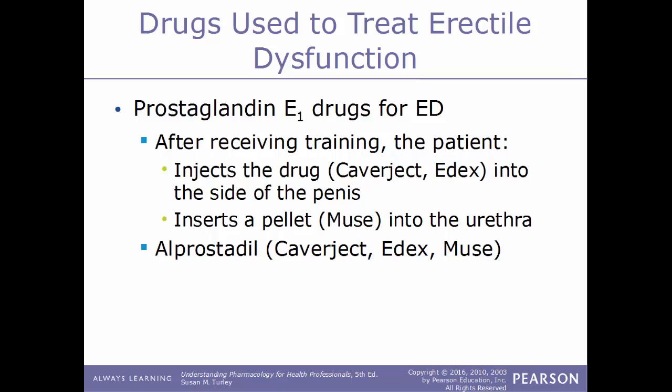Once the patient has gone through the training, they'll be taught how to inject the drug into the side of the penis. That kind of drug could be either Edex or Caverject, or they would learn how to insert a pellet into the urethra. And that pellet would be a dosage of the drug Muse. So Caverject, Edex, and Muse are all brand names, all trade names for the generic drug alprostadil.